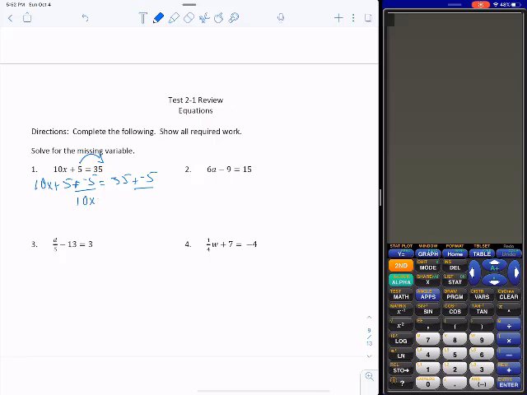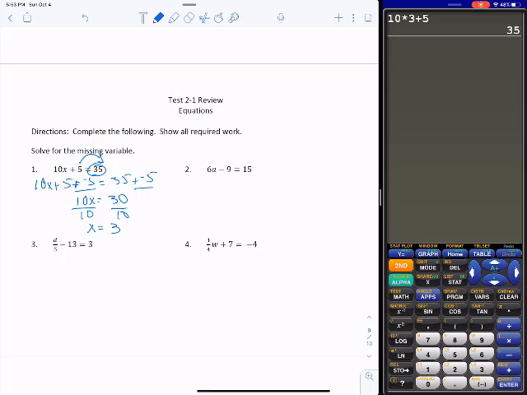So I end up with 10x is equal to, and then 35 plus negative 5 gives me 30. And now in order to finish this out, I don't want to know about 10x, I want to know about 1x. So I divide both sides by 10, and I end up with x is equal to 3. Now you can plug that back into the original equation to see if it works by typing in 10 times 3, which is what I think the x value is, plus 5 equals, and you'll notice that my answer is 35, which is exactly what I'm supposed to get.